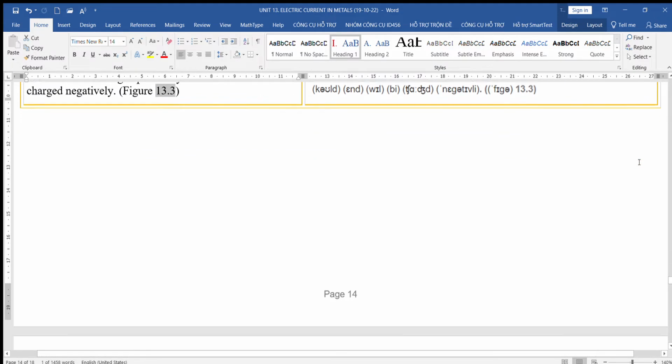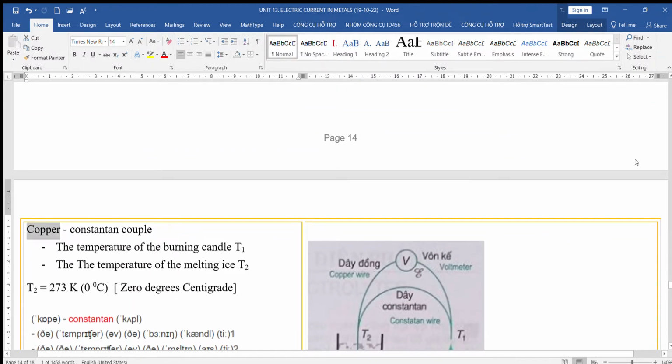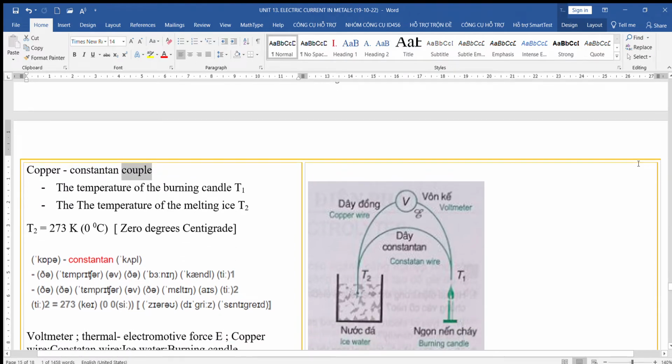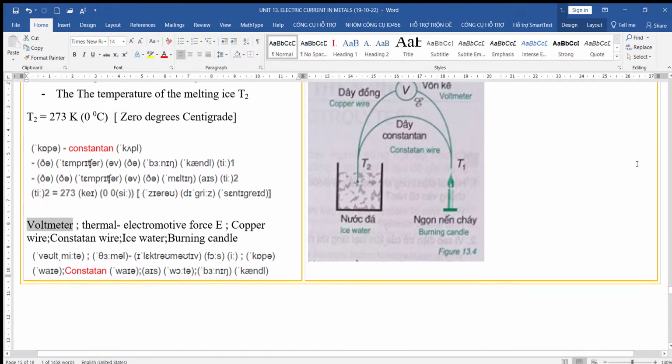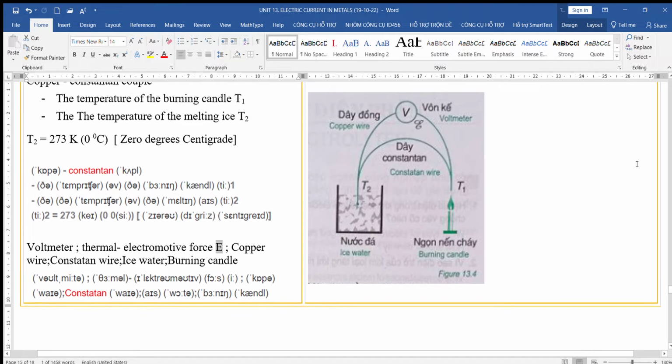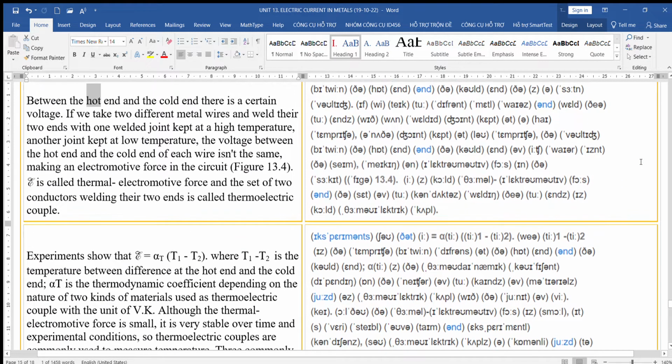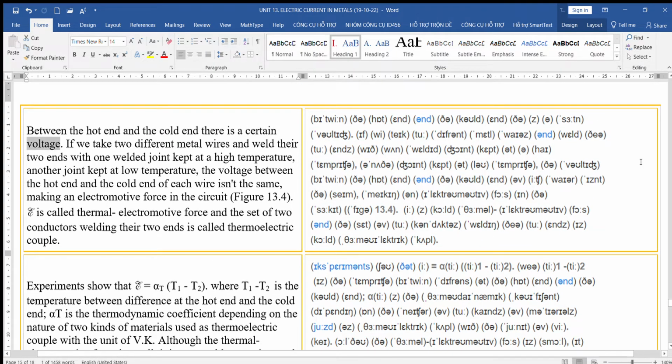Figure 13.3. Copper, Constantan couple. The temperature of the burning candle is T1. The temperature of the melting ice is T2, T2 equals 273 K, 0 degrees centigrade. A voltmeter measures the thermal electromotive force E, with a copper wire, a Constantan wire, ice water, and a burning candle. Between the hot end and the cold end there is a certain voltage.